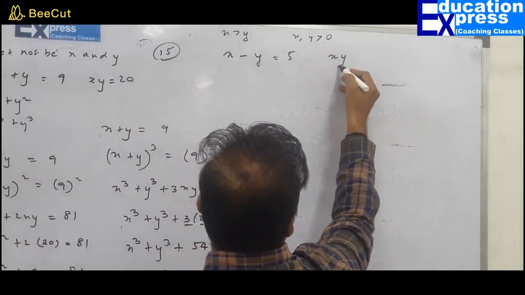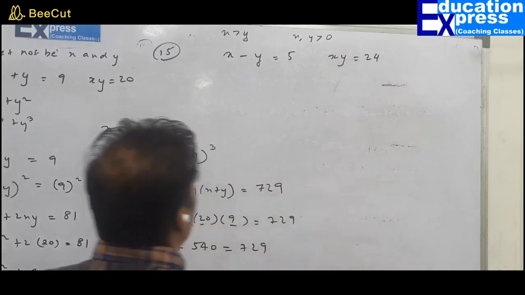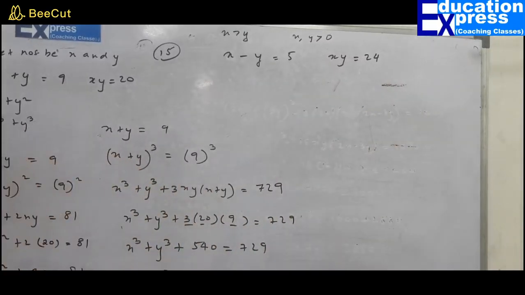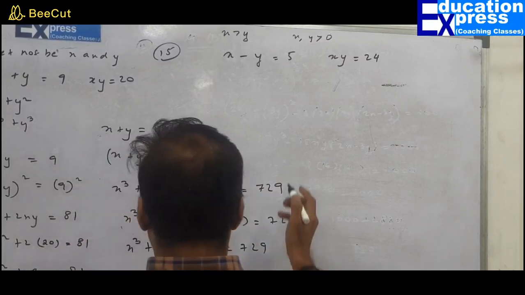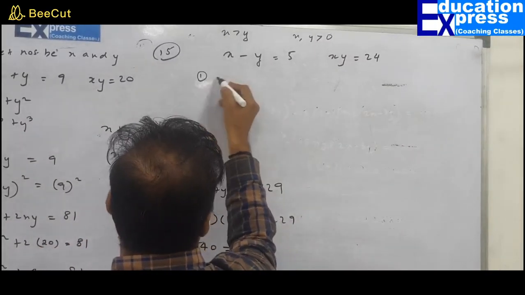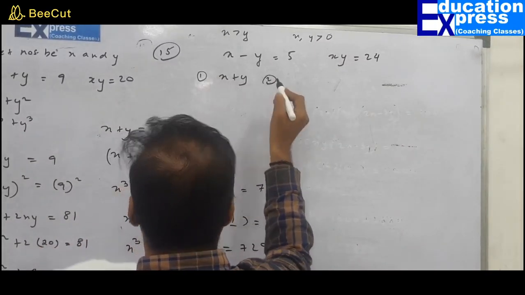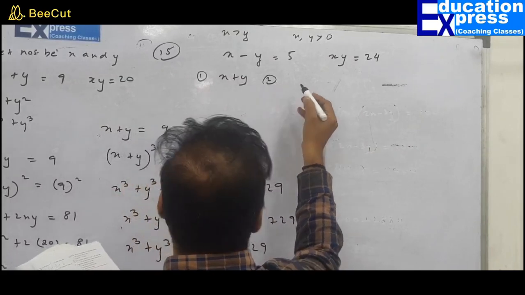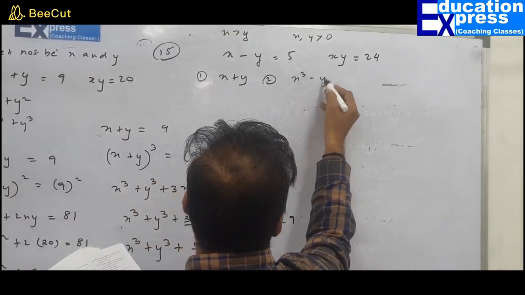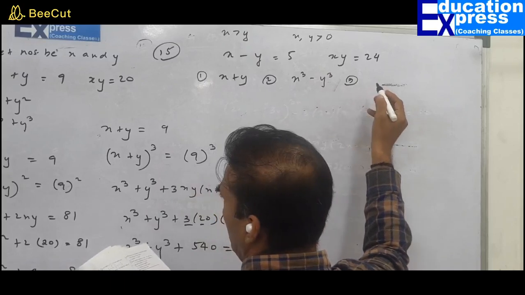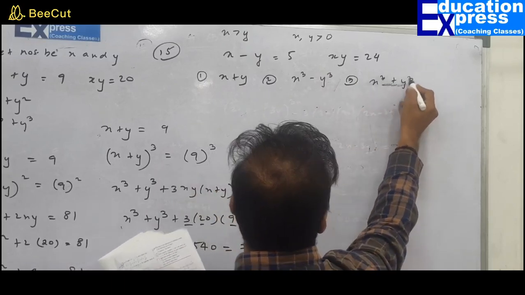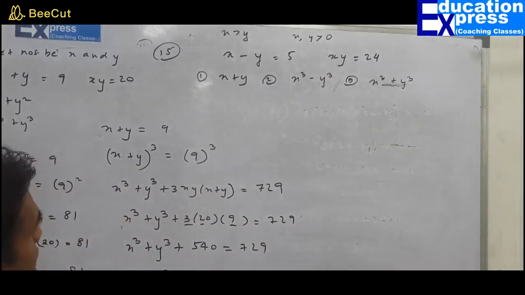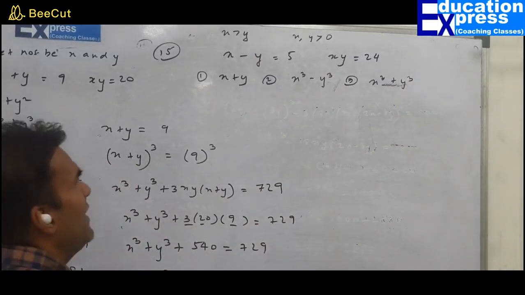The product of these two numbers is 24. So x minus y is given to you, x into y is given to you. Find the sum of these numbers. So the first thing I have to find is the sum of the numbers. Second, the difference of their cubes, x cube minus y cube. And third part, the sum of their cubes, x cube plus y cube. I'm sure you will be able to do it very easily.